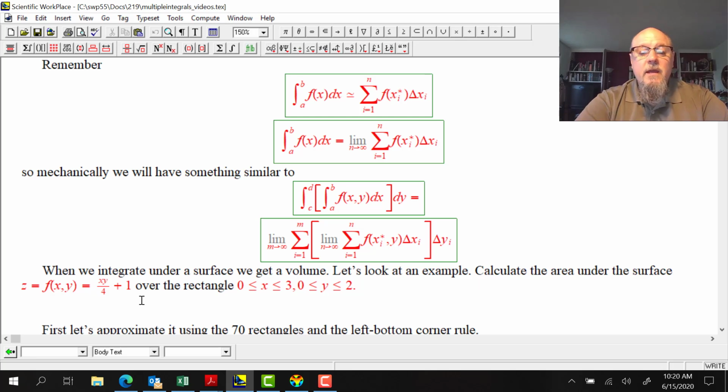So I want to integrate under a surface to get a volume, because the change in the x would be in meters, the change in the y would be in meters, the height would be in meters, so meters, meters, meters, meters cubed.